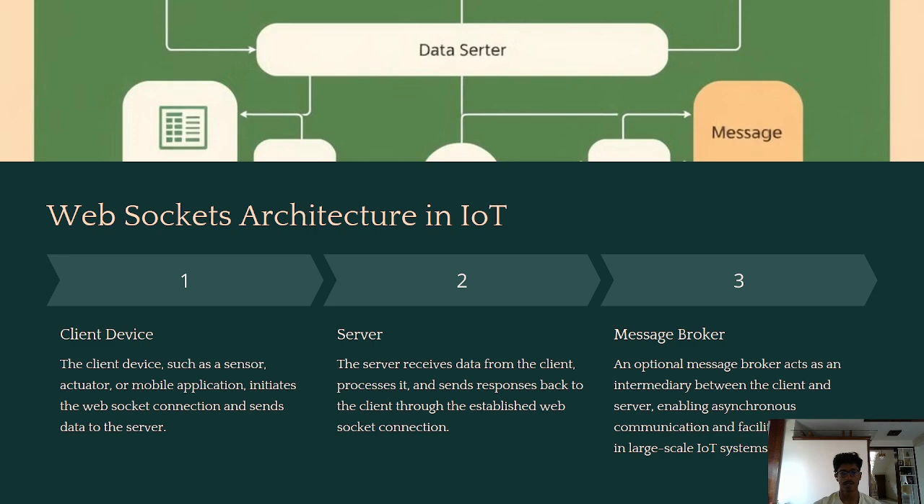Client device. The client device, such as a sensor, actuator, or mobile application, initiates the WebSocket connection and sends the data to the server. The server receives the data from the client, processes it, and sends responses back to the client through the established WebSocket connection. Message broker. An optional message broker acts as an intermediary between the client and server, enabling asynchronous communication and facilitating scalability in large-scale IoT systems.